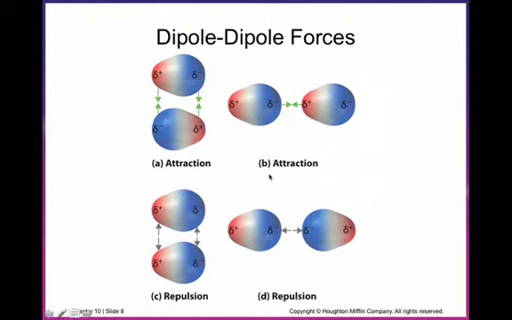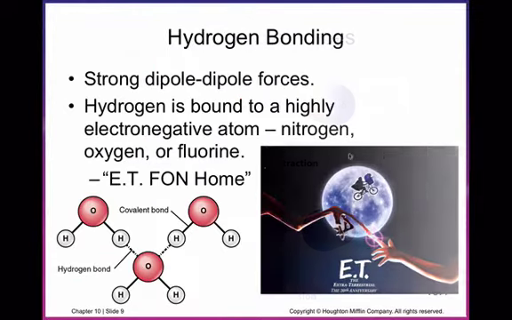Here's a picture that shows that. So you can see here's the partial positive and the partial negative and how they can attract each other if they line up opposite. Here's another way they could line up. Again, just like you can have an attraction, you can have a repulsion. So if the two negative signs are lined up, they'll repel each other, just like they would here. So dipole-dipole forces, you have to have a polar molecule in order to have them.